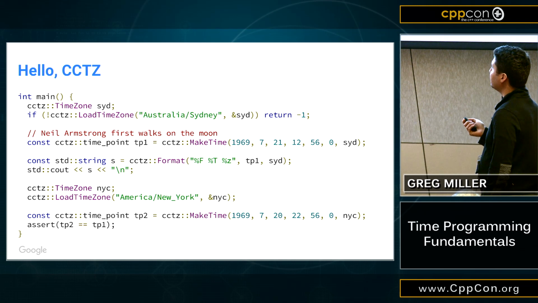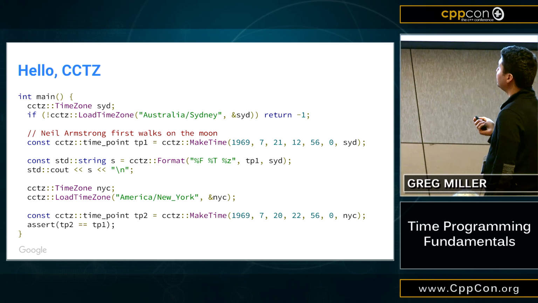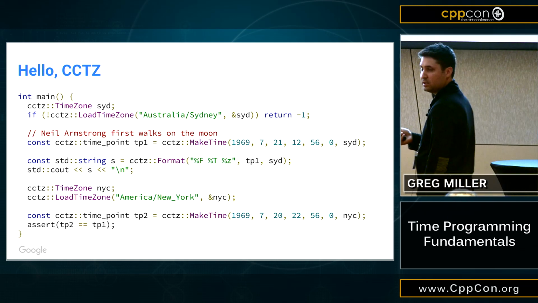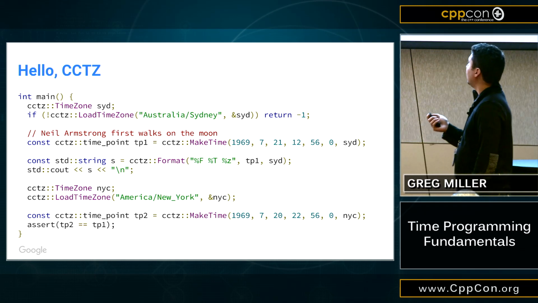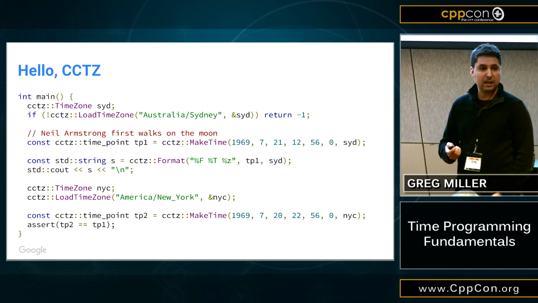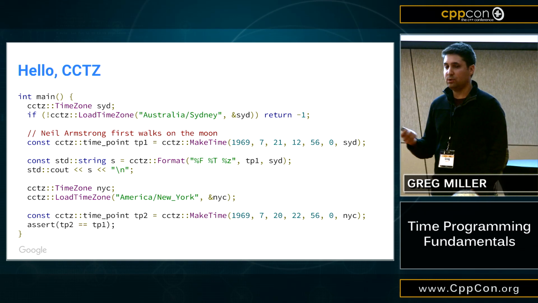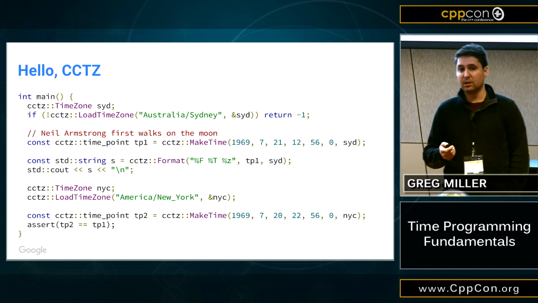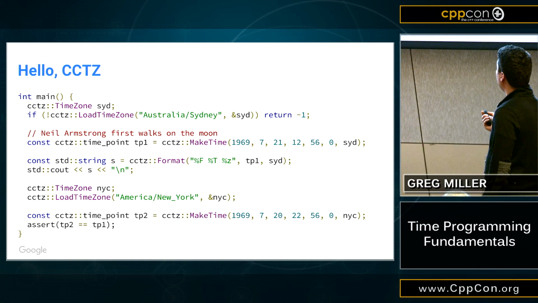We want a time zone. I'm going to declare a time zone for Sydney, Australia. I declare this variable. I call the function load time zone. I tell it Australia, Sydney. I pass in a pointer to the time zone object. Load time zone will return bool, indicating success or failure. It will load the time zone from the time zone data on disk. Usually on Linux, that's like /usr/share/zoneinfo. It'll also then cache it, so subsequent calls to this are very fast.